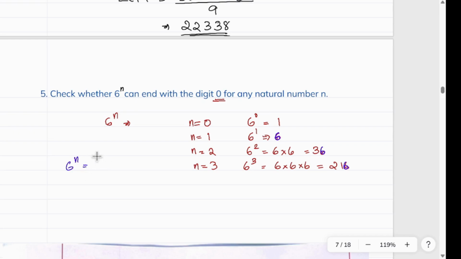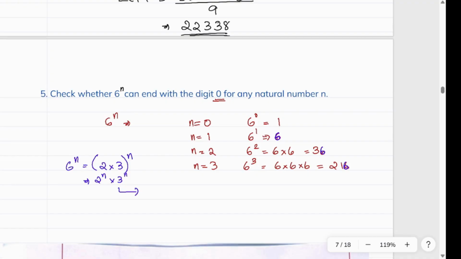If I write the factors of 6 raised to n, what will the factors be? I can write this as 2 into 3, the whole raised to n, which is equal to 2 raised to n into 3 raised to n. Here, if we had 5 instead of 3, then there would be a chance to get 0 as the end digit for some numbers.